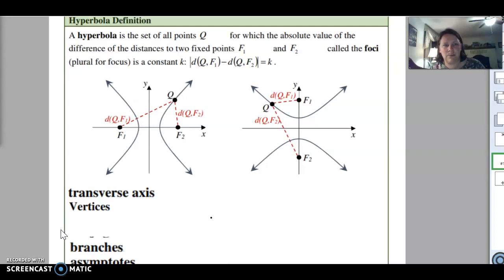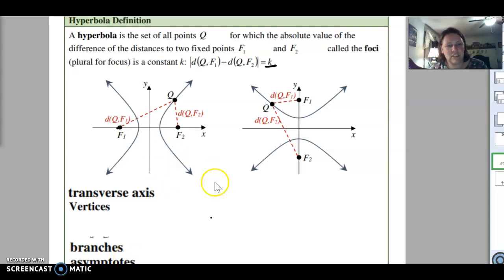So the definition of a hyperbola is the set of all points Q, so see Q here on our hyperbola, for which the absolute value of the difference of the two distances to these two foci points is always the same. They're saying if you take the absolute value of the difference of these two lines, it will always equal some value k. No matter where you're at on these lines, the distance from any point on your hyperbola to the focus points, subtract those two distances, they will always be the same. So that's your definition of a hyperbola.